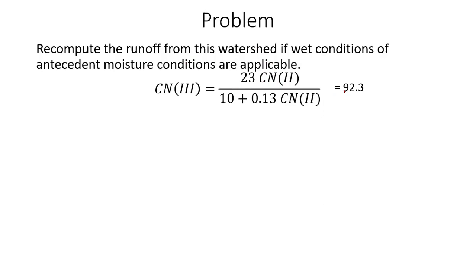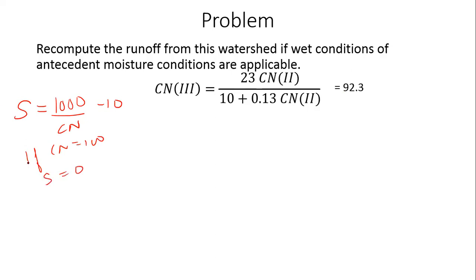Now already this number 92.3 is telling me that runoff will be more, right? Go back and think about what this curve number means. If curve number equals 100, that means it's perfectly impervious. All the rainfall will become runoff, right? So you should keep in mind the relationship between S and curve number. S is 1000 divided by curve number, minus 10, right? So if curve number equals 100, S equals 0.